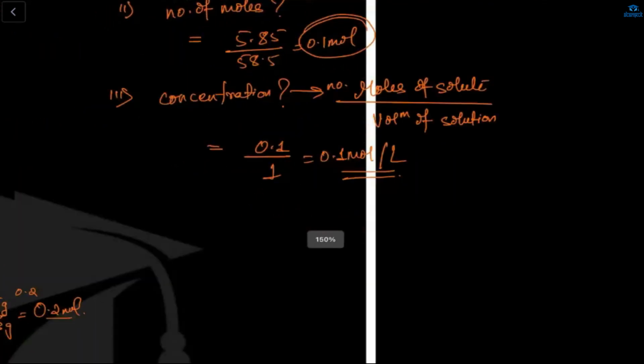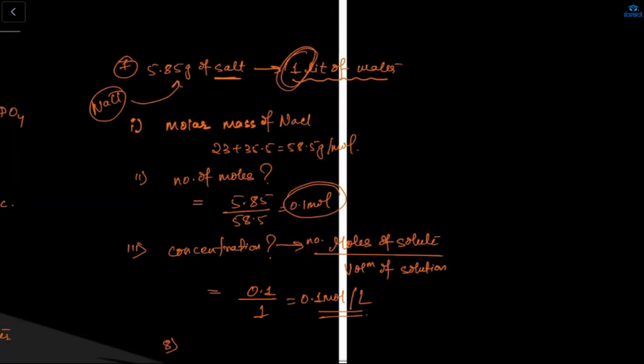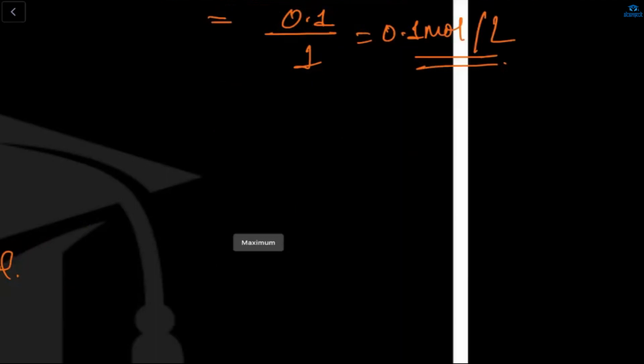Okay, good. Next one, 8. So you understood now that here it's asking, first you have to find simply this molar mass. Molar mass is simply the addition of these two, sodium and chlorine. Second, you have to find the number of moles, given mass upon molar mass. Concentration formula is number of moles of solute, we already got this, 0.1, upon volume. Volume is given here in the question, 1 liter of water, so it will be divided by 1. Okay, next.